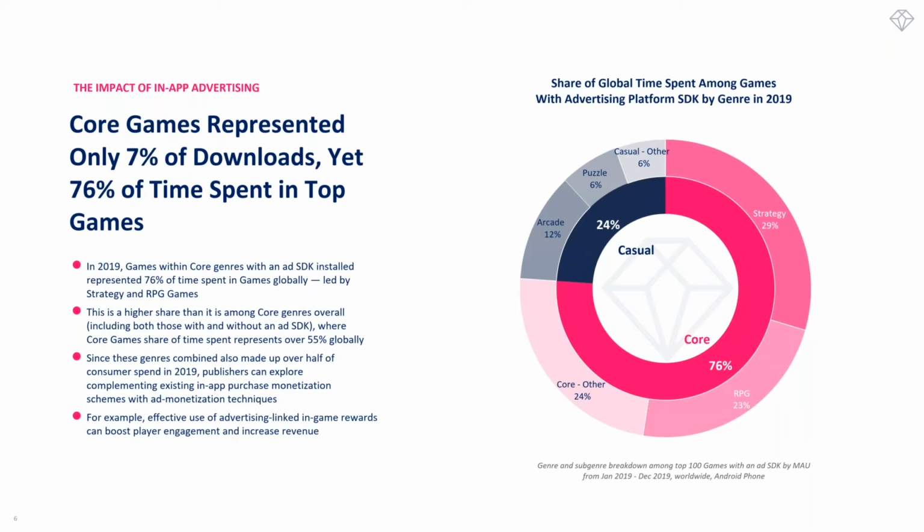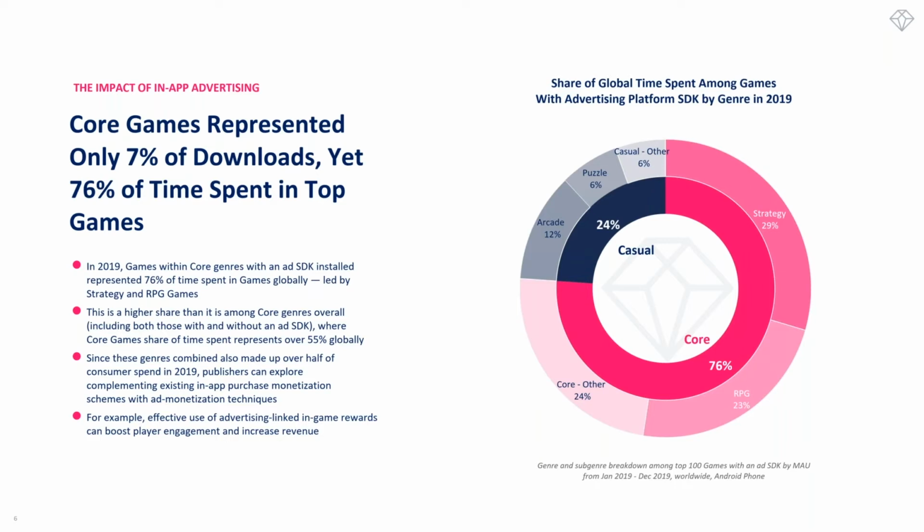And then when you look at things from a time spent perspective, across all games, users spend about 55% of their time in core games, but for games with an ad SDK, that jumps up to about 76%. This is mainly going to be led by strategy and RPG. And since these genres combined also make up about half of consumer spend in 2019, publishers can really look there to explore complementing existing in-app purchase monetization schemes with ad monetization techniques, right?